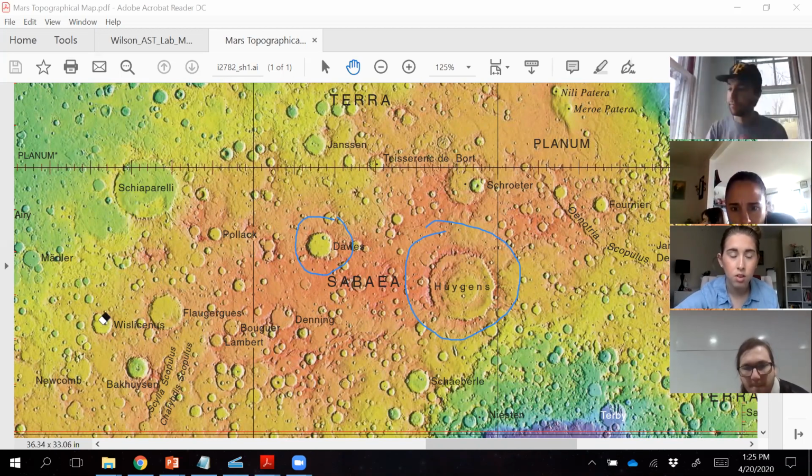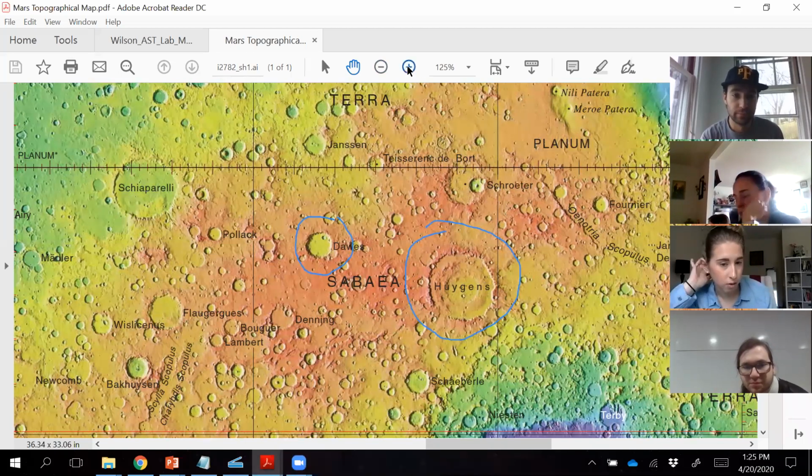Which of those looks younger and which of those looks older to your eyes? Huygens looks older to me. I agree, Kayla. Why did you say that? So a couple of you say so.